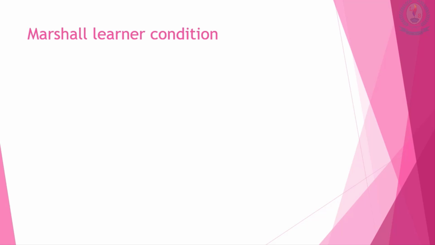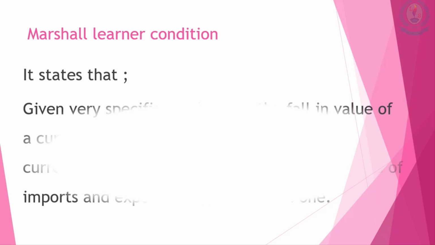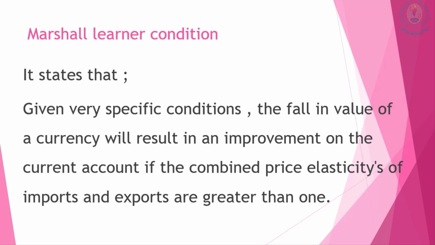Marshall-Lerner condition. It states that given very specific conditions, the falling value of a currency will result in an improvement on the current account if the combined price elasticities of imports and exports are greater than 1. That means the price elasticity of exports as well as the price elasticity of imports total should be greater than 1. Then the value of the currency falling will improve the current account.